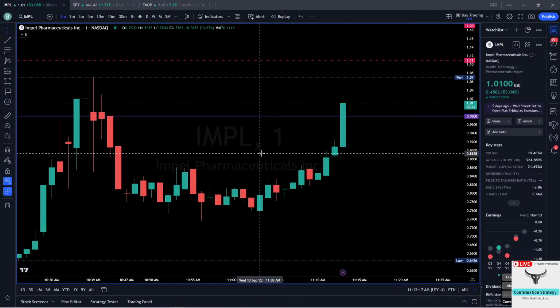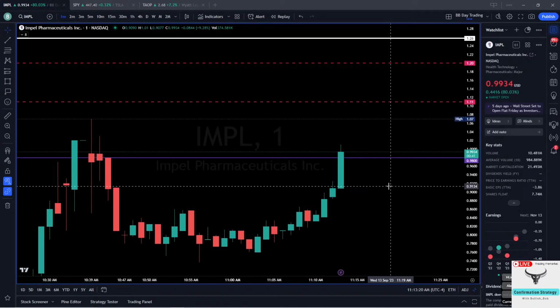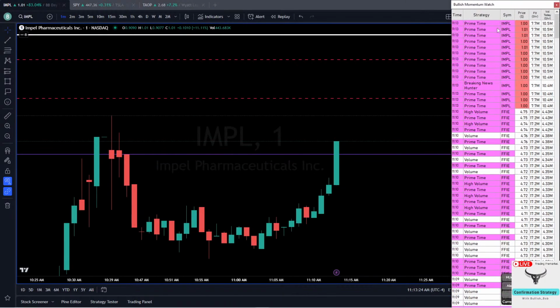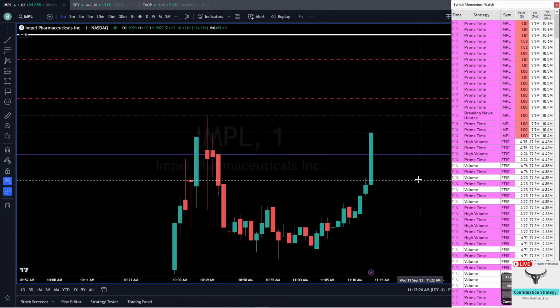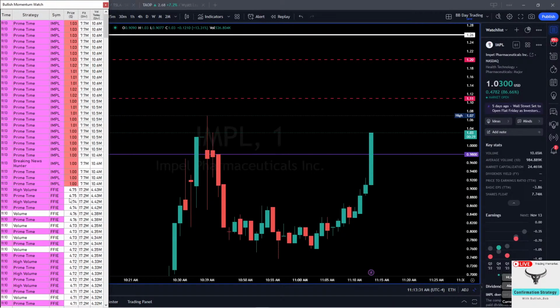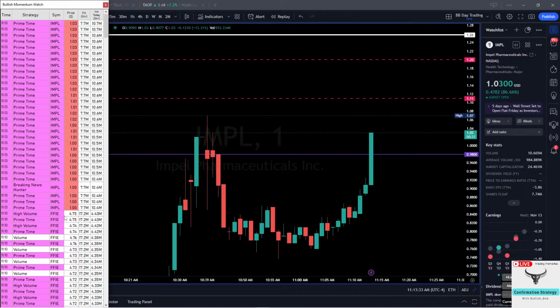We saw some gravy. And look, here goes IMPL. Let's see what it does here. We've got 40 seconds. This is live, happening right now. Let me pull over the scanner here. You can see that it's giving us our bullish momentum. IMPL, it's all over the scans. Here we go. Let's see what it does.